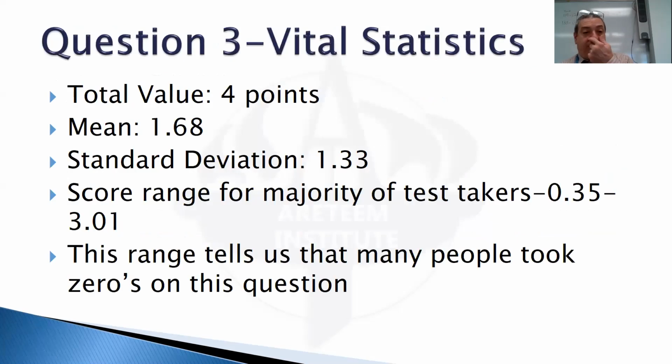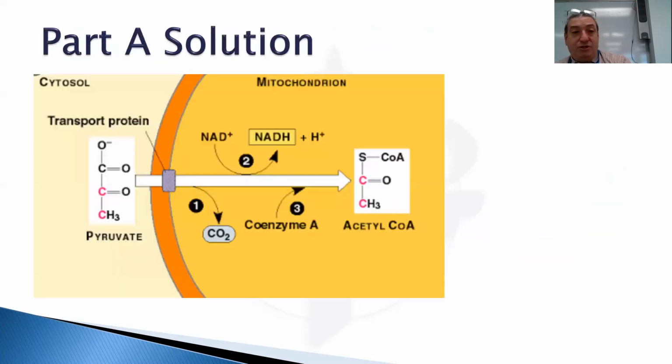Let's take a look at the vital statistics of the question. As I said, it's 4 points. The mean was 1.68, standard deviation 1.33, which means for the majority of test takers, they had 0.35 to 3.01 as their score. With such a low range of scores, we know that many people attempted this question, but then took a 0 on it. So let's break down each part of the question. Let's start with the part A solution.